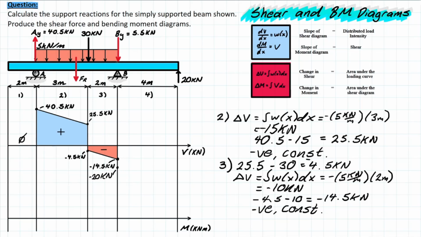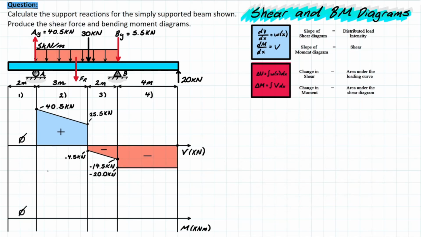And then since there is no other shear forces or forces acting between this point and the end, we're going to be constant with no slope all the way until this 20 kilonewton jump in the opposite direction, which brings us back to 0. Alrighty, so now we can start filling in the moment diagram.